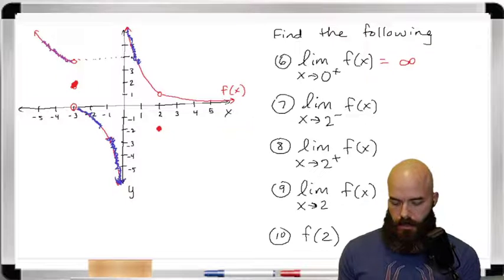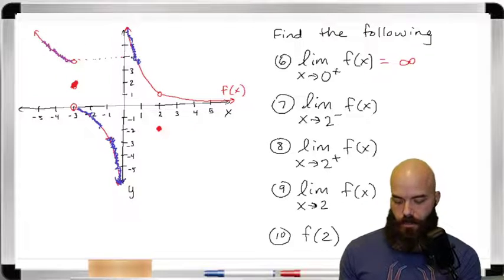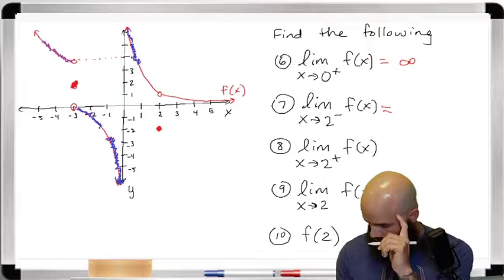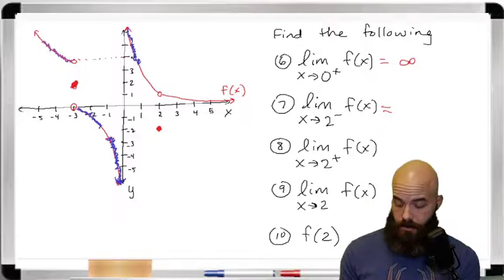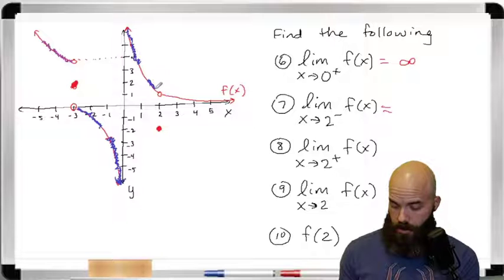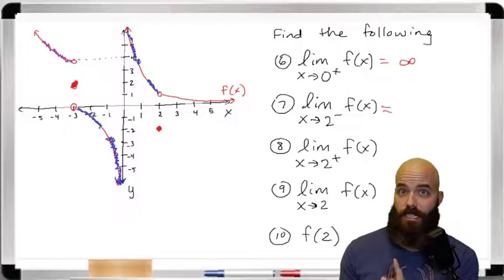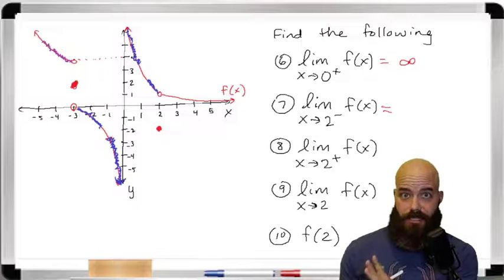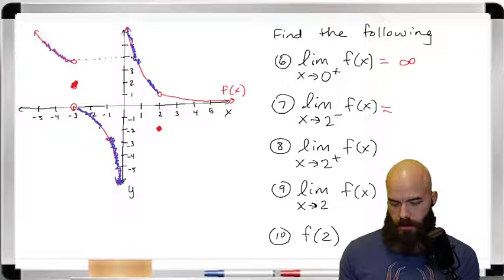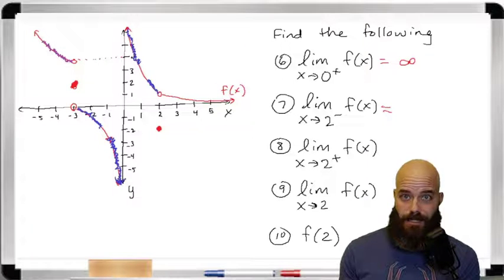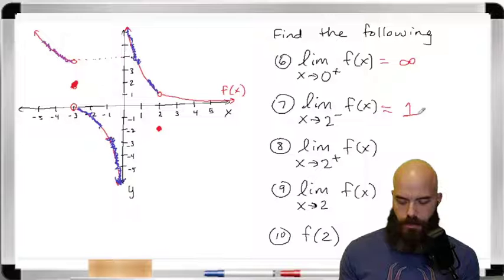Okay. All right, number 7. What is the limit as x approaches positive 2 from the left side? So again, we're going to trace on the left side of positive 2. Notice the function value starts to approach 1, right? We're getting as close to 2 as possible from the left side, but we're actually not touching x equals 2. And so the limit as x approaches 2 from the left side will be 1.